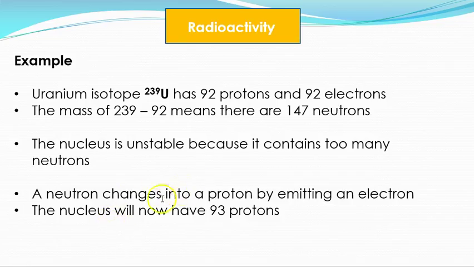So here's an example. We have a uranium isotope, U-239. It has 92 protons, consequently 92 electrons. And if we subtract the protons from the mass of 239, there are 147 neutrons. This nucleus is unstable because it contains too many neutrons. So to stabilize, a neutron changes into a proton by emitting an electron or a beta particle. The nucleus will now have 93 protons instead of 92.